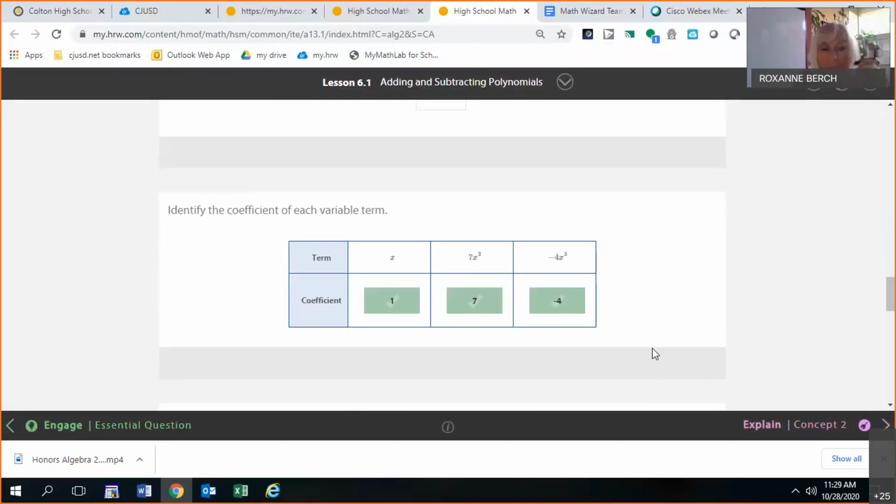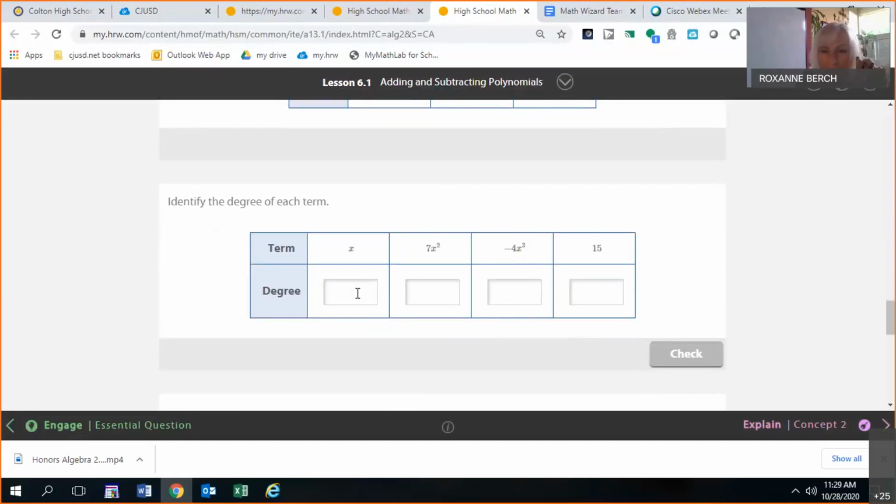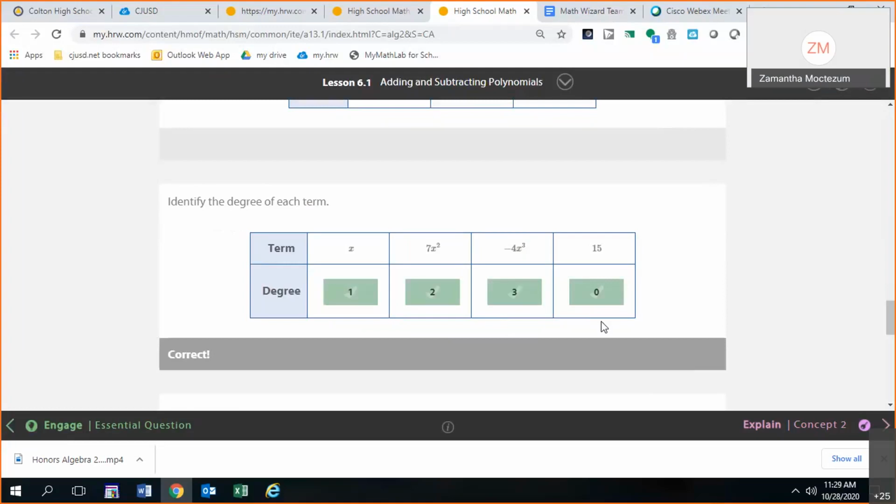So now we're identifying the degree of this term. What's the degree of this term? 0. Okay, isn't x to the 0 equal to 1? It's 1. You want to change your mind? Yes. What's the degree of this guy? 2. The degree of this guy? 3. What's the degree of this guy? 0. X to the 0, right? Good job.